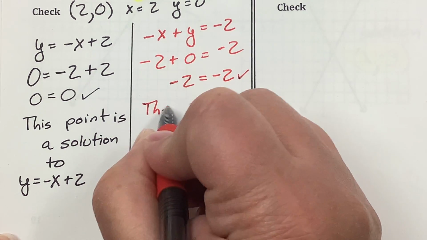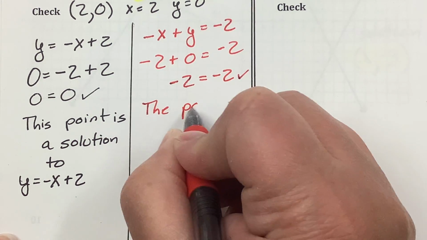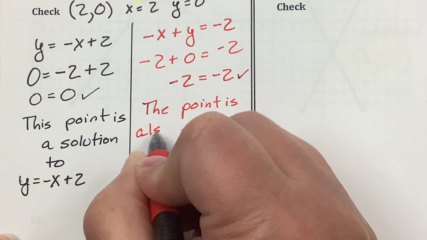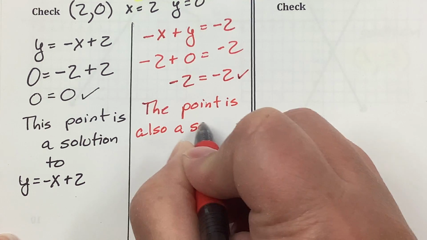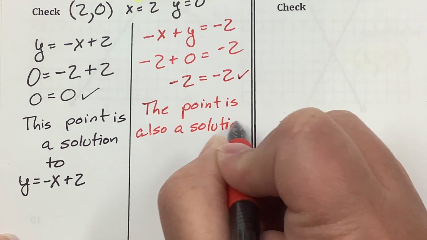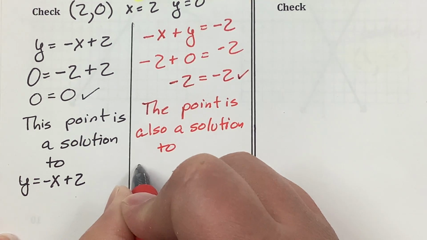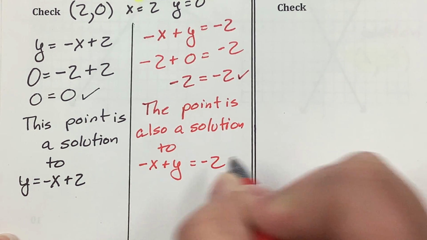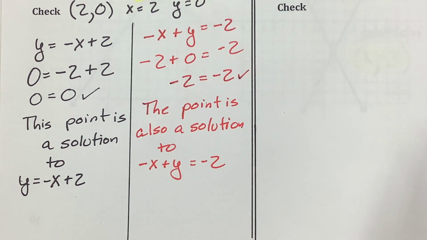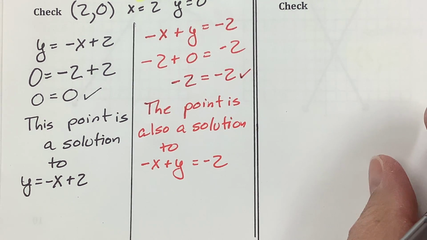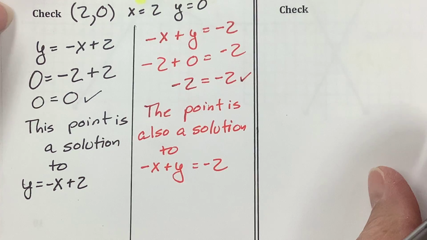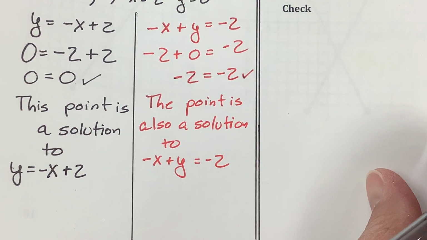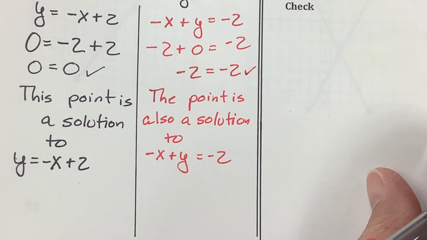So the point is also a solution to negative x plus y equals negative 2. So it's a solution to both of those problems. Okay, that's how you check. You take that same point and you check it in both equations to make sure it's a solution to both equations. That's it, not too bad.